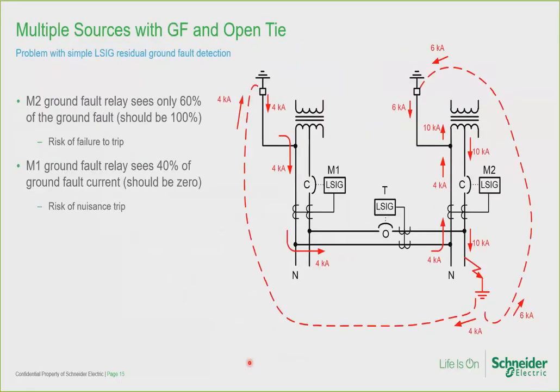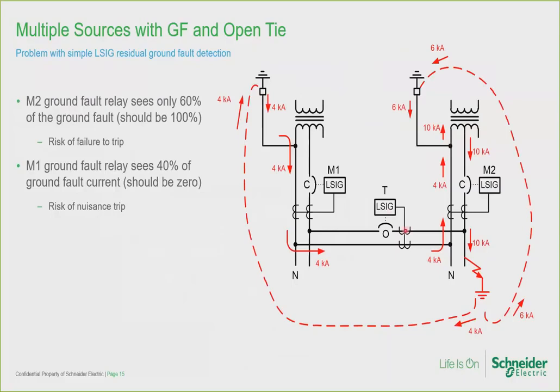So here we have a main tie main arrangement where the 2 main breakers are closed and the tie breaker is open. This drawing illustrates why you cannot simply put LSIG trip units on the 3 main tie main breakers. I have shown a ground fault on bus 2 at the bottom right hand corner of 10,000 amps. And the common neutral of the 2 sources is connected through a system bonding jumper at the source on the right and again at the source on the left. So there are 2 paths for the ground fault current to take through the bonding system to return to the neutral of the source that's supplying the fault current.